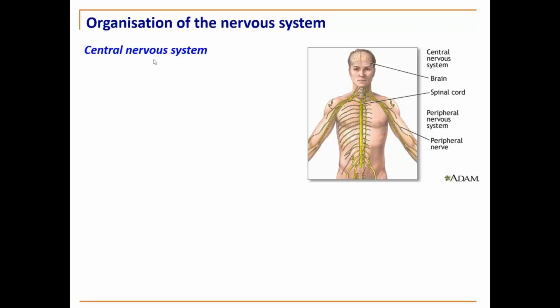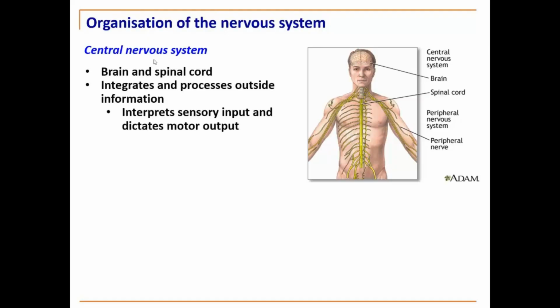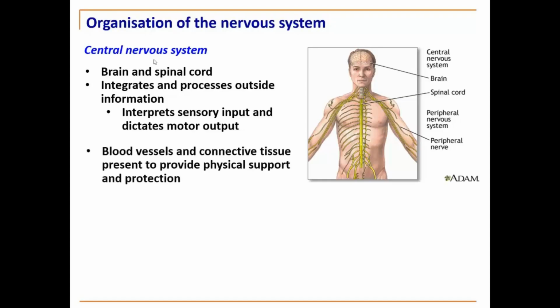So how is the nervous system actually organized? We already know a lot of this. You have your central nervous system, which is composed of your brain and your spinal cord. It integrates and processes the information that's coming into it. It interprets sensory inputs, whether that's visual, auditory, olfactory, touch, or pressure, whatever it might be. It then goes on to dictate motor outputs, so skeletal muscle movements, smooth muscle movements, and cardiac contractions. So it dictates that motor output. Of course, it has blood vessels and connective tissue present to provide physical support and protection.